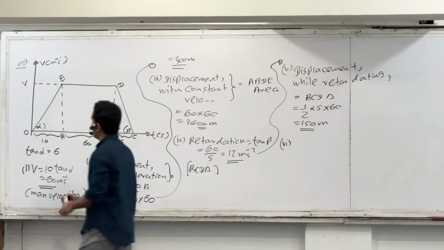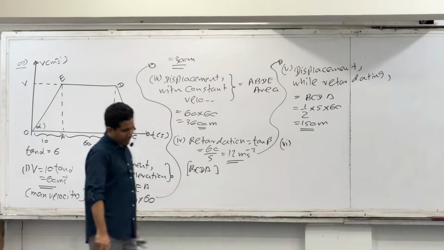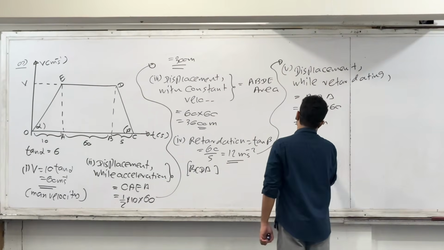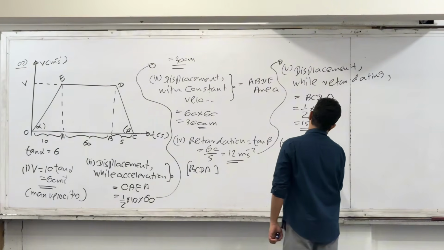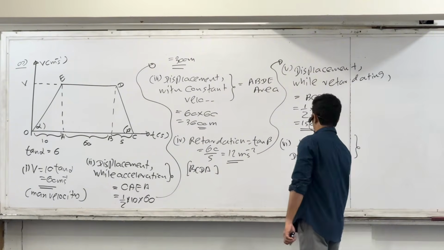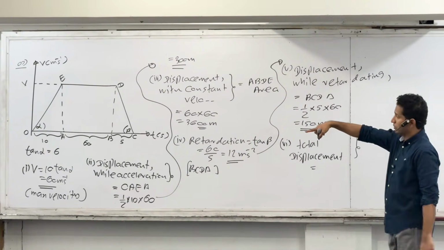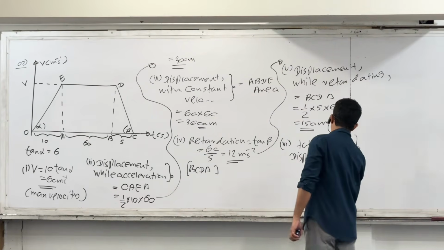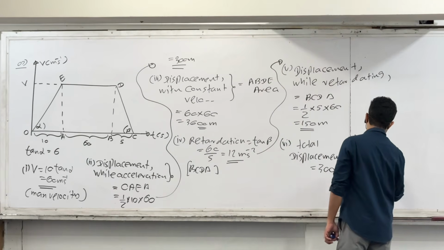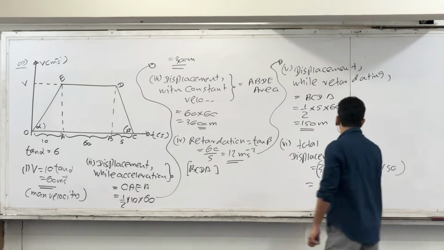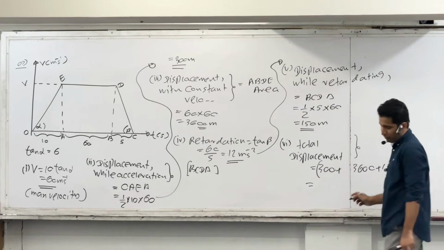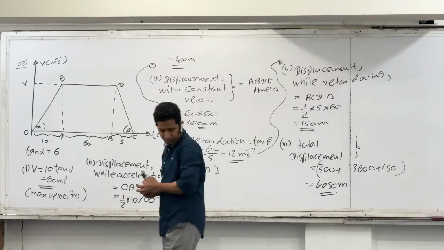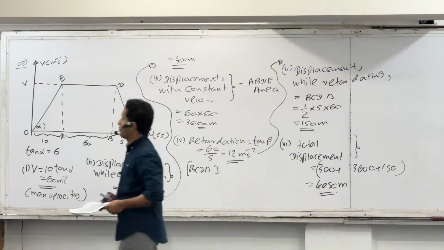Sixth one. Now in the sixth one they ask total displacement. Total displacement equals 300 plus 3600 plus 150. Now here you can say 4050 meters. Right. Question number 7.